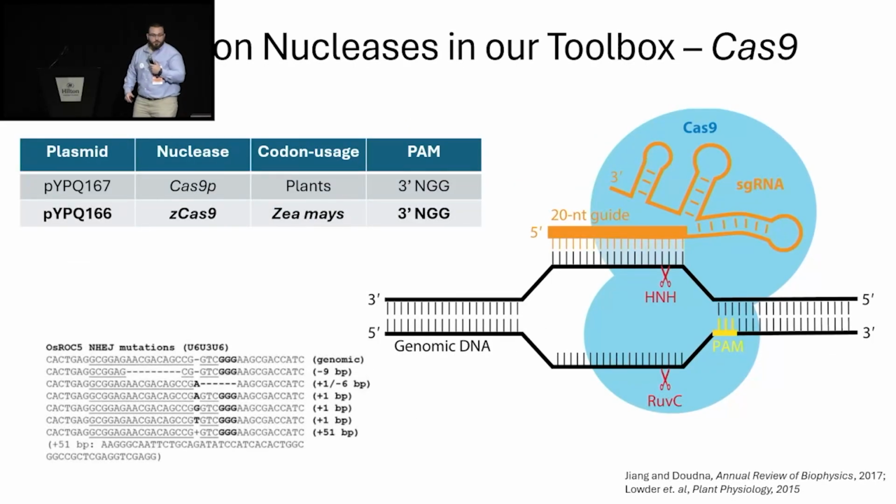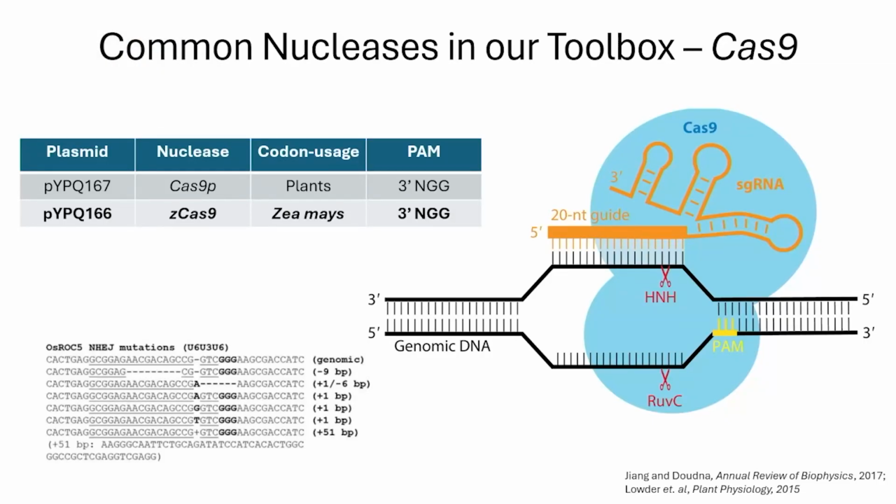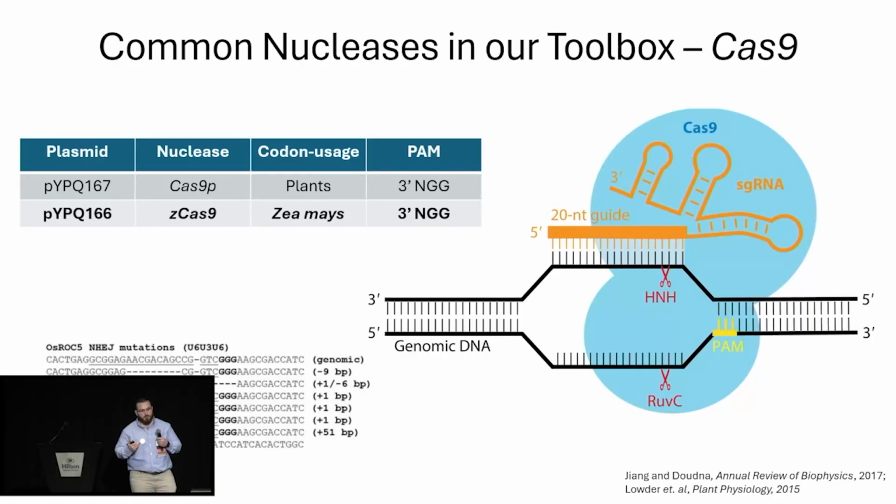So next, since I've given an overview of our cloning strategy, I want to get into some of the common nucleases, or common components of our toolkit. The most basic is Cas9, and we all know this is the most efficient Cas nuclease for use in plants.